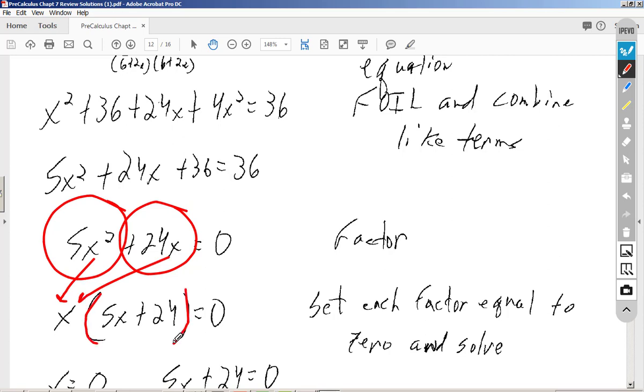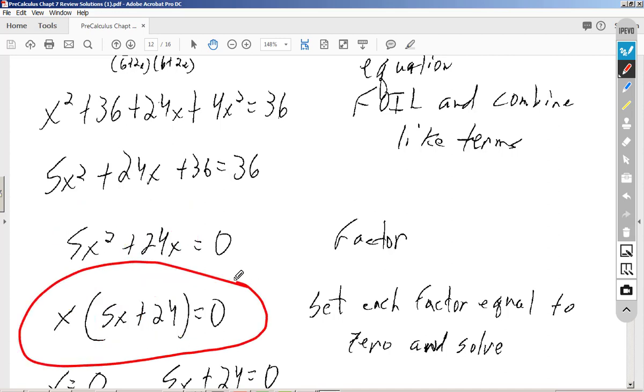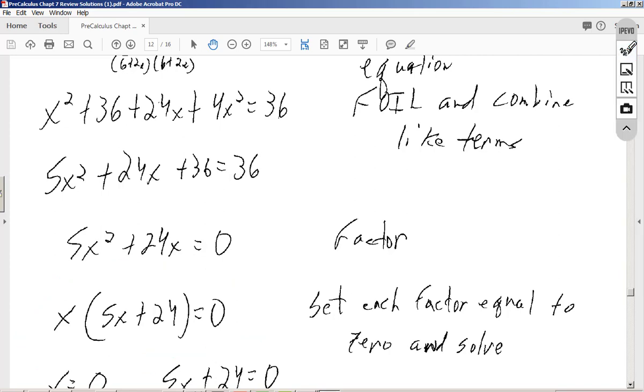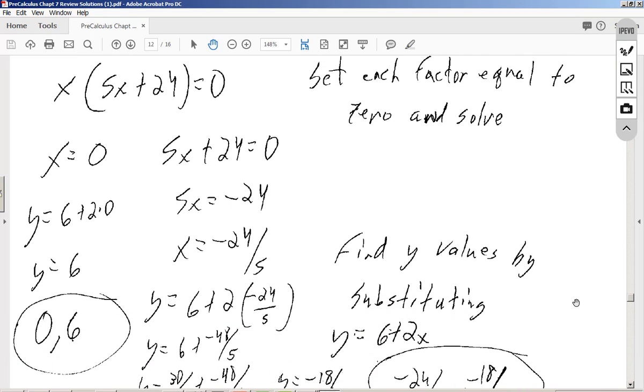So 5x squared divided by x gives me that 5x. 24x divided by x gives me that 24. So now that I've factored it, here's my factors. I got x times 5x plus 24 all equals 0. So now I'm going to set each factor equal to 0, and I'm going to solve. So here's my factors.